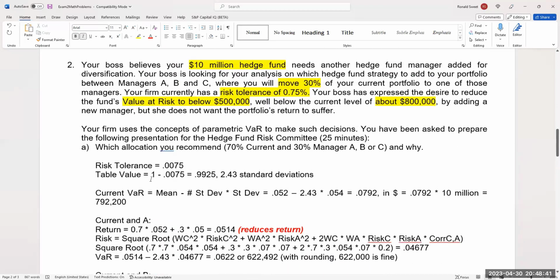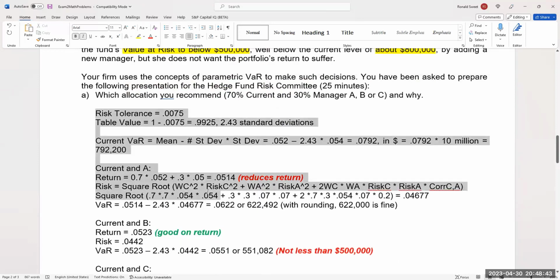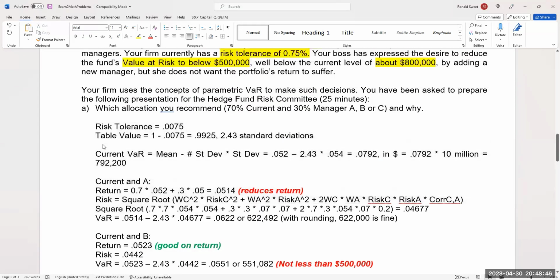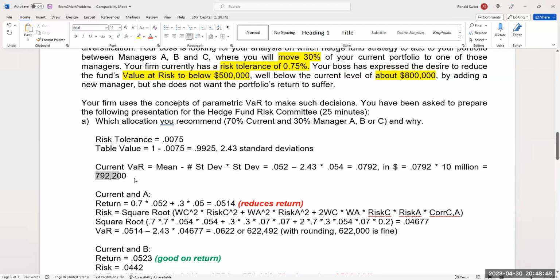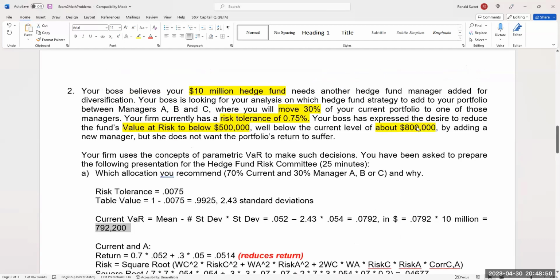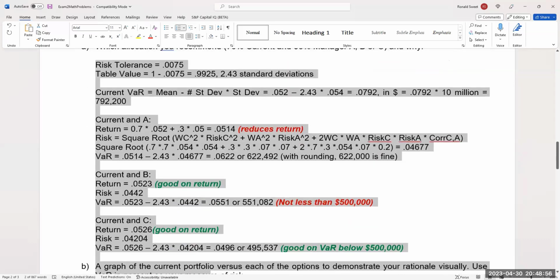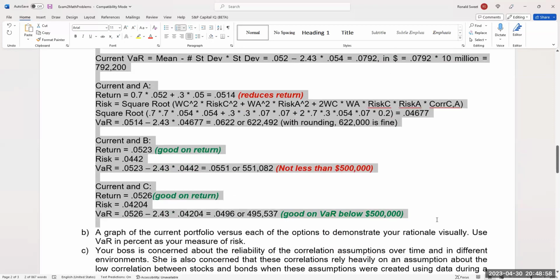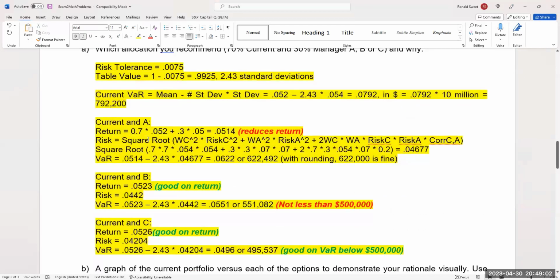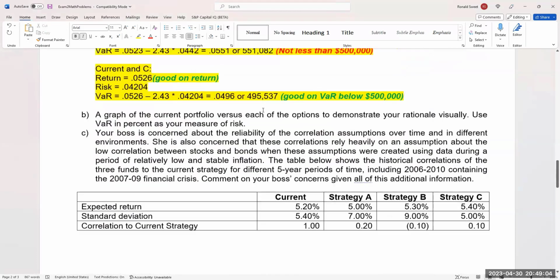Questions on that first part? Now you notice the VAR for the portfolio, we got 792,000. She says it was about 800,000, so we're in the ballpark. That is about 800,000. I'm not hearing any questions. So either y'all are all asleep or you got all this.